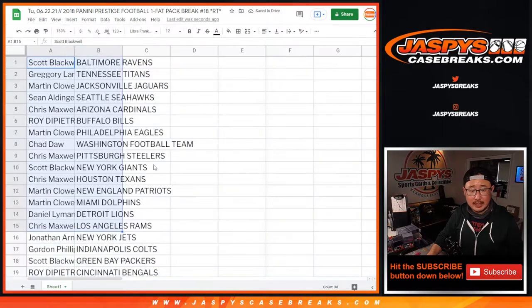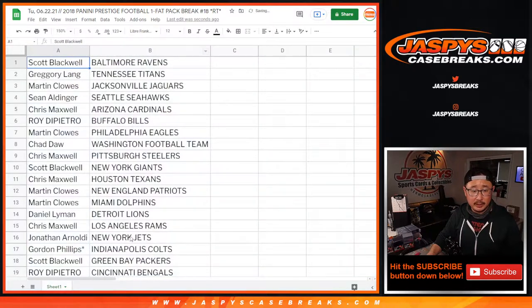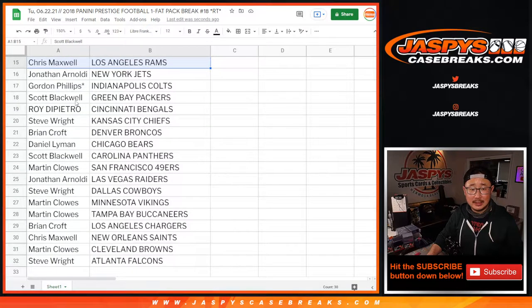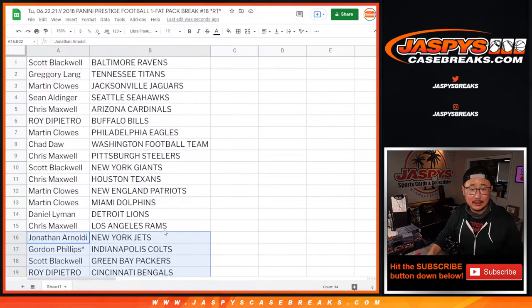1, 2. All right, so here's the first half of the list right here. Let me get the spacing right. There's the second half of the list right there. No trades in these things.